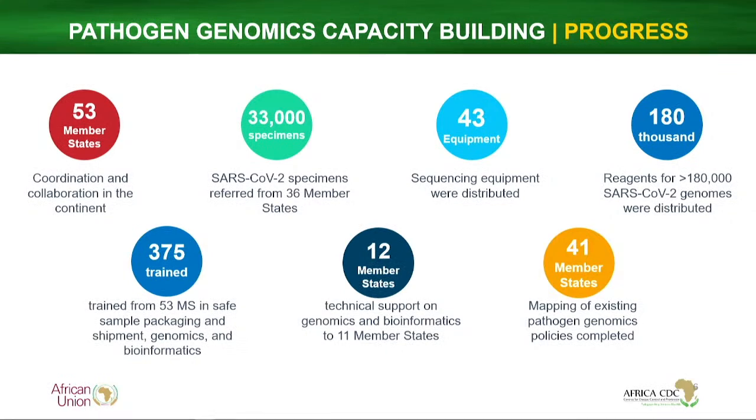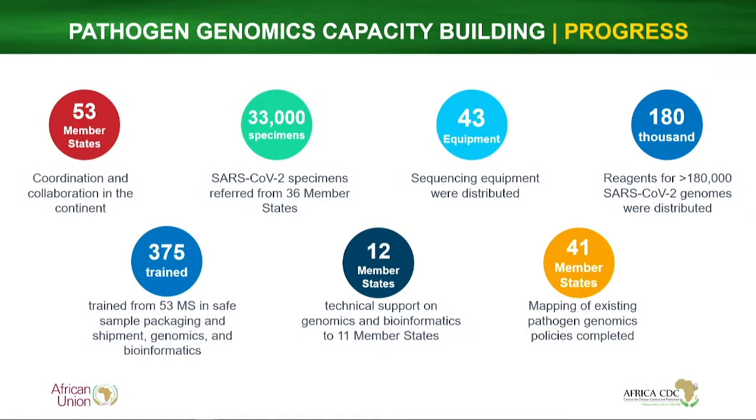As Dr. Ahmed said, we deployed a large number of equipment in the continent to expand sequencing capacity, either to strengthen the existing capacity or to expand it to new laboratories that didn't have this capacity before. We were able to distribute more than 180,000 reagents, which is the largest ever deployment of reagents in the continent to expand sequencing to support the COVID-19 response. We've been conducting trainings in different aspects of genomics, from sample collection to data analysis and interpretation across the continent.